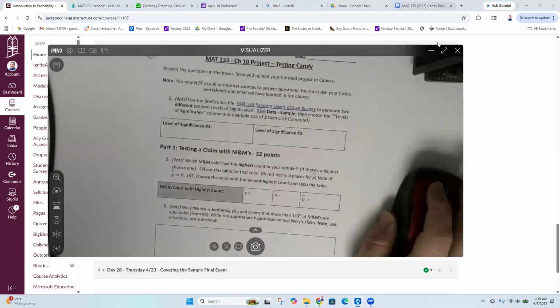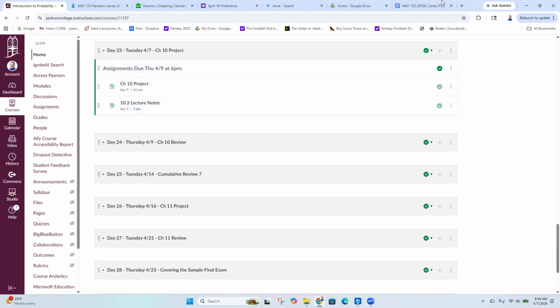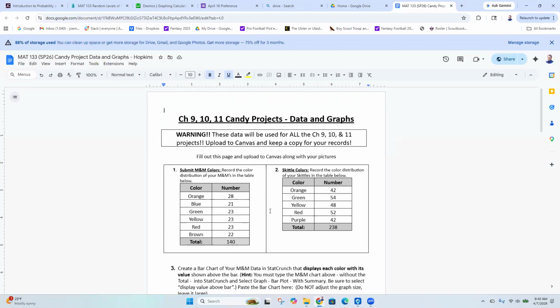So in addition to page 574, you're also going to want to make sure that you go and get your numbers from when we counted out our candy. I told you to make sure you save those in a place that you can get to them, right? Because we're going to be using these numbers for the chapter 9, 10, and chapter 11 projects. So we already did the chapter 9 one. Now we're doing chapter 10. I don't want you to have to go and buy another bag of candy because you're like, shoot, I forgot where I put my numbers.